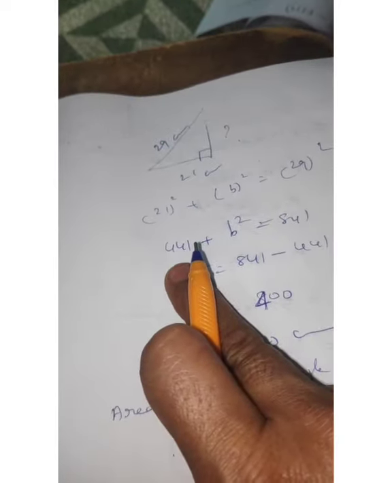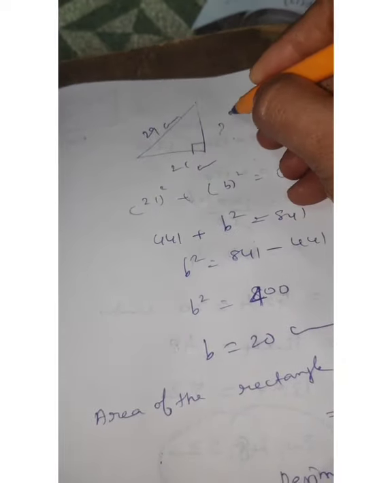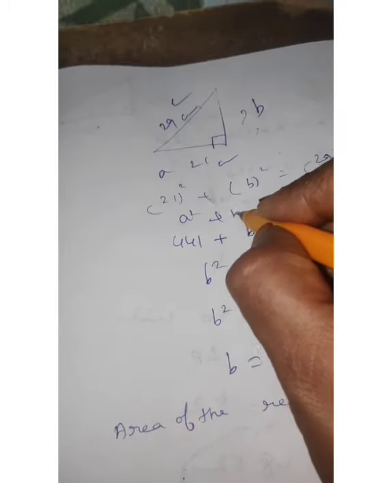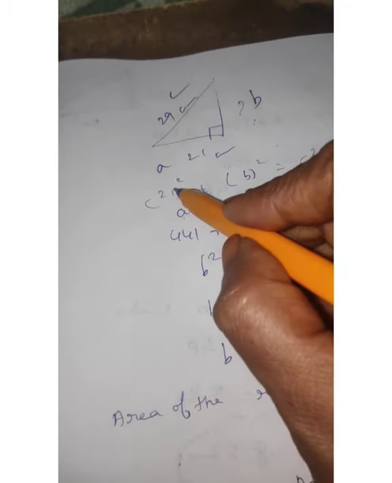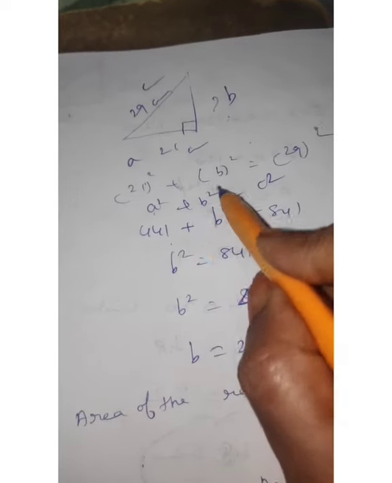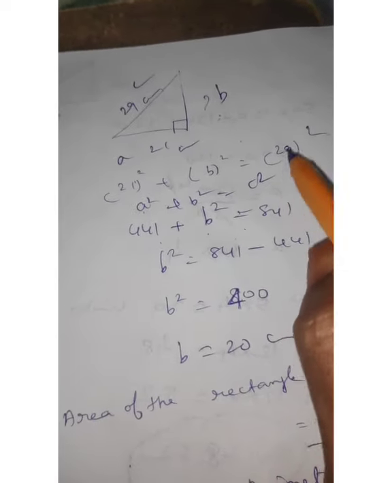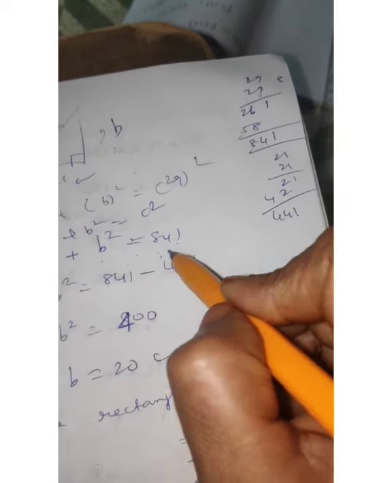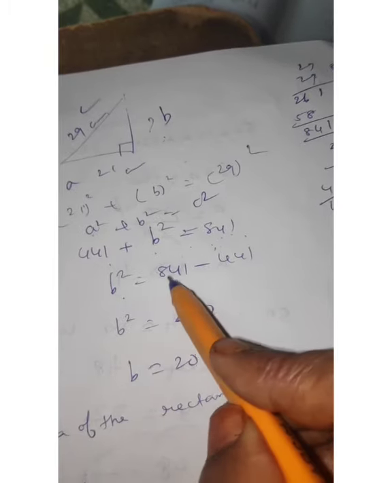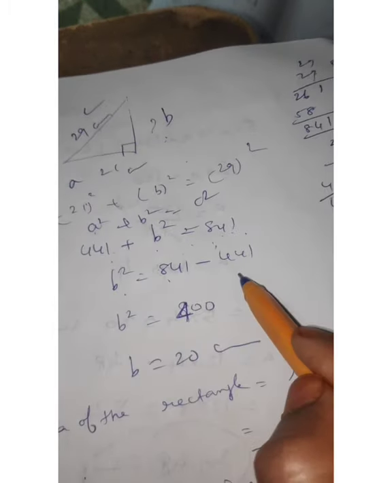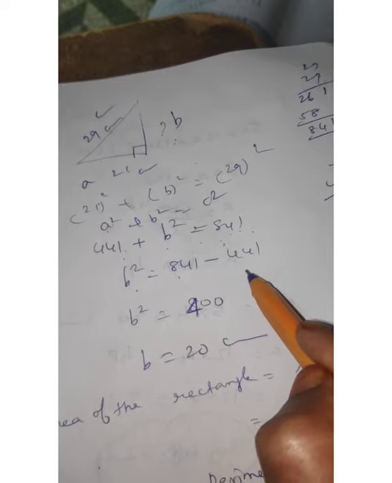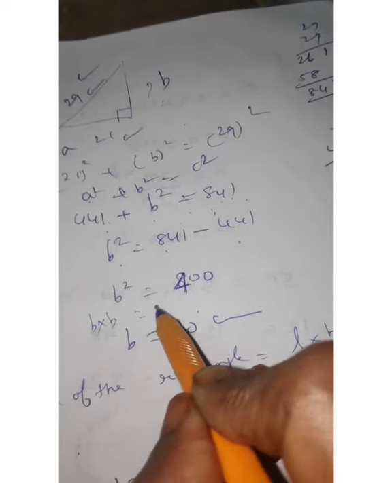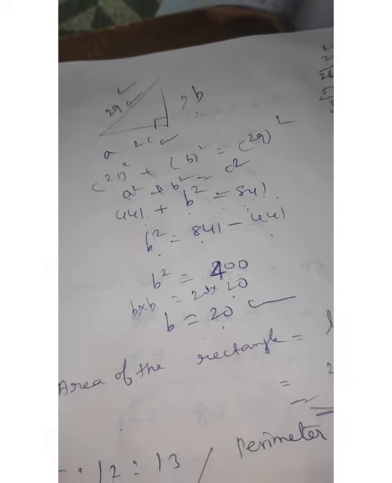21 squared plus B value, which is unknown, equals C value. This is A value, B value, C value. A squared plus B squared is equal to C squared. A value equals 21 squared, which is 441. B value is unknown, write B. C value equals 29 squared, which is 841. Now B square equals 841 minus 441, which is 400. B into B equals 20 into 20. Therefore B value equals 20 centimeter.